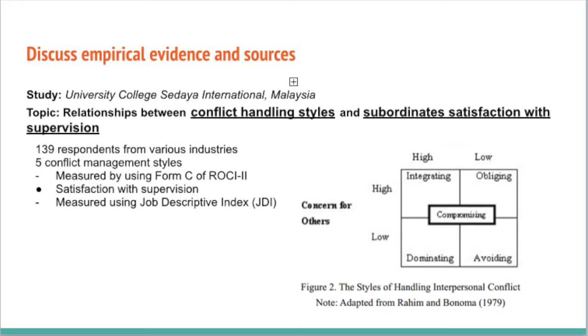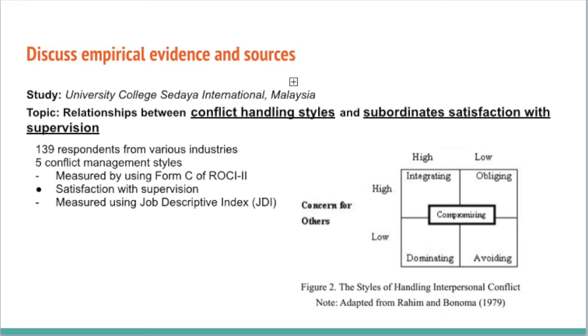The 2 key findings from the study were as follows. Supervisors with integrating, compromising, and obliging styles were more satisfying for subordinates. Next, supervisors primarily utilizing a dominating and avoiding style were viewed as incompetent and resulted in a lower level of job satisfaction for subordinates.